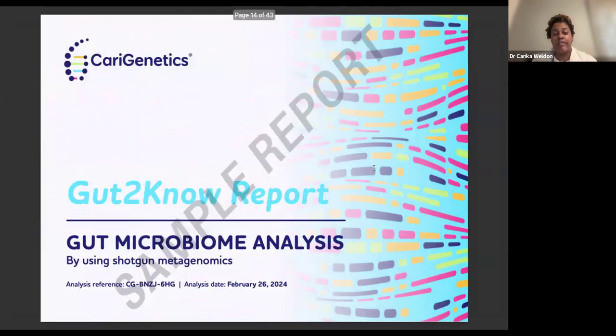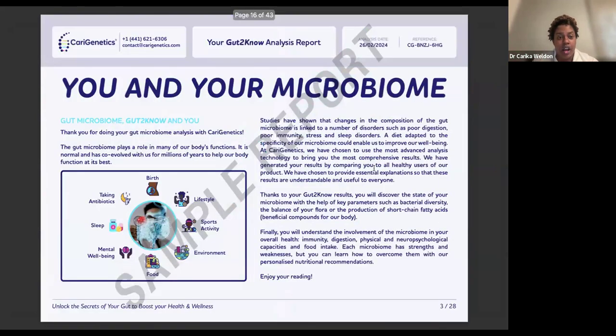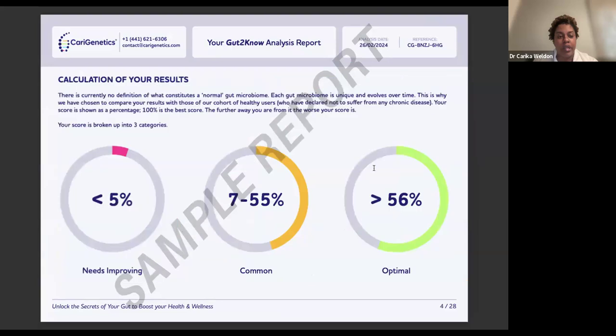And I want to really dive into the reports. This is what I'm really excited to show you. So this is a sample report. This is not from this particular person, so we have taken any names off, but I want to show you what you can get out of the report. All right, so a bit of a summary for the individual so they know what their microbiome is.